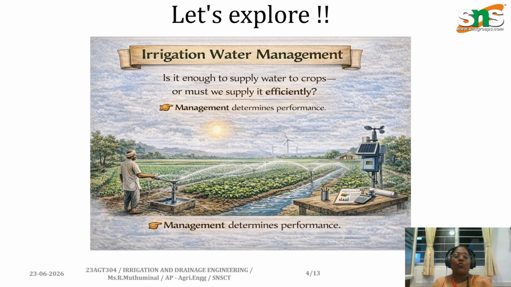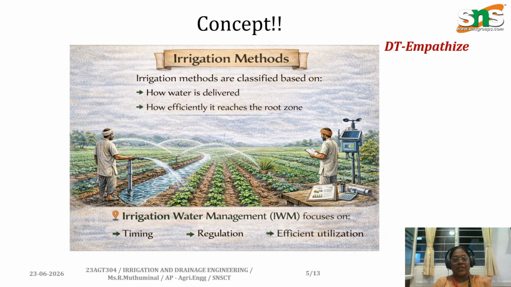Irrigation water management refers to the scientific planning and application of water to crops in the right quantity at the right time. Proper water management not only improves crop productivity but also minimizes water losses and conserves the resources. The first and most commonly used method is surface irrigation.